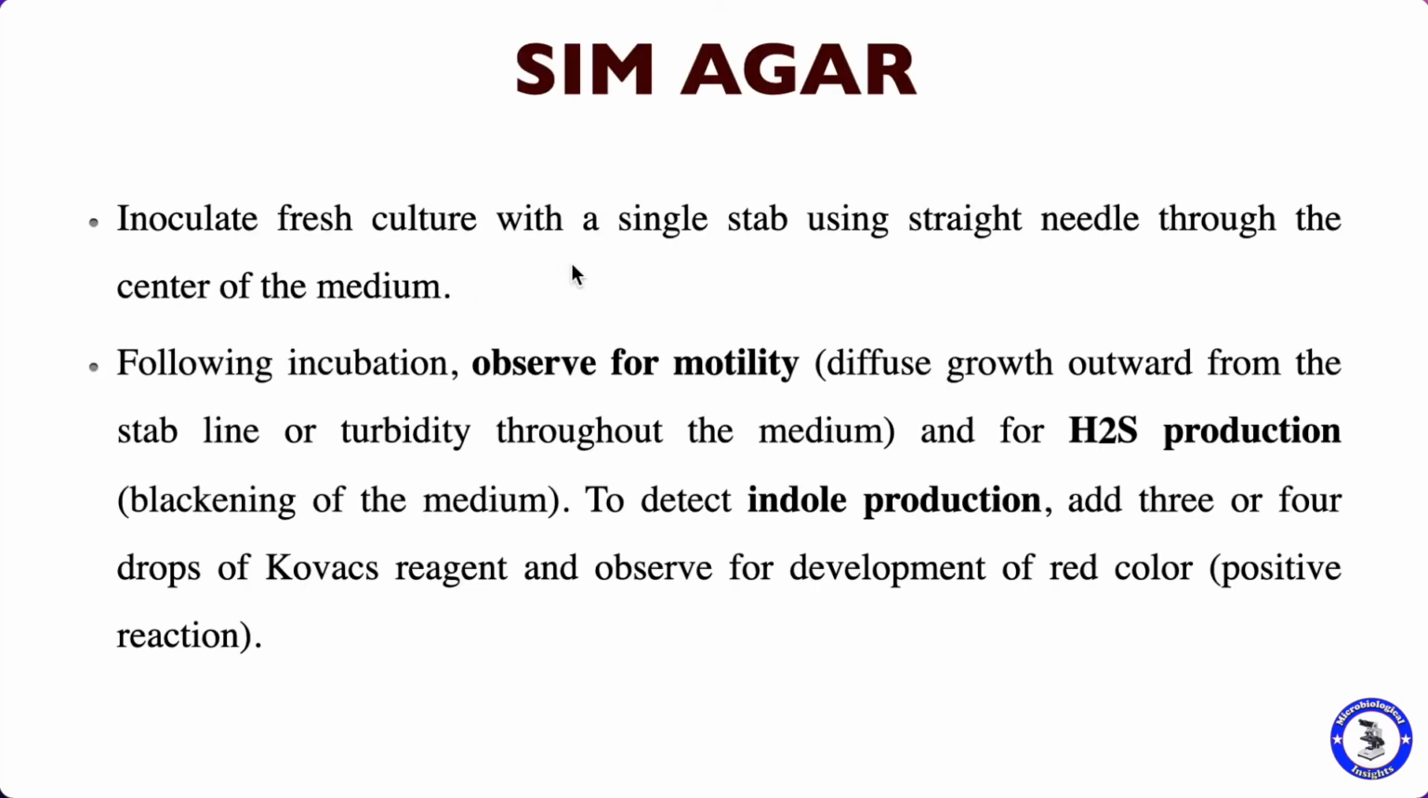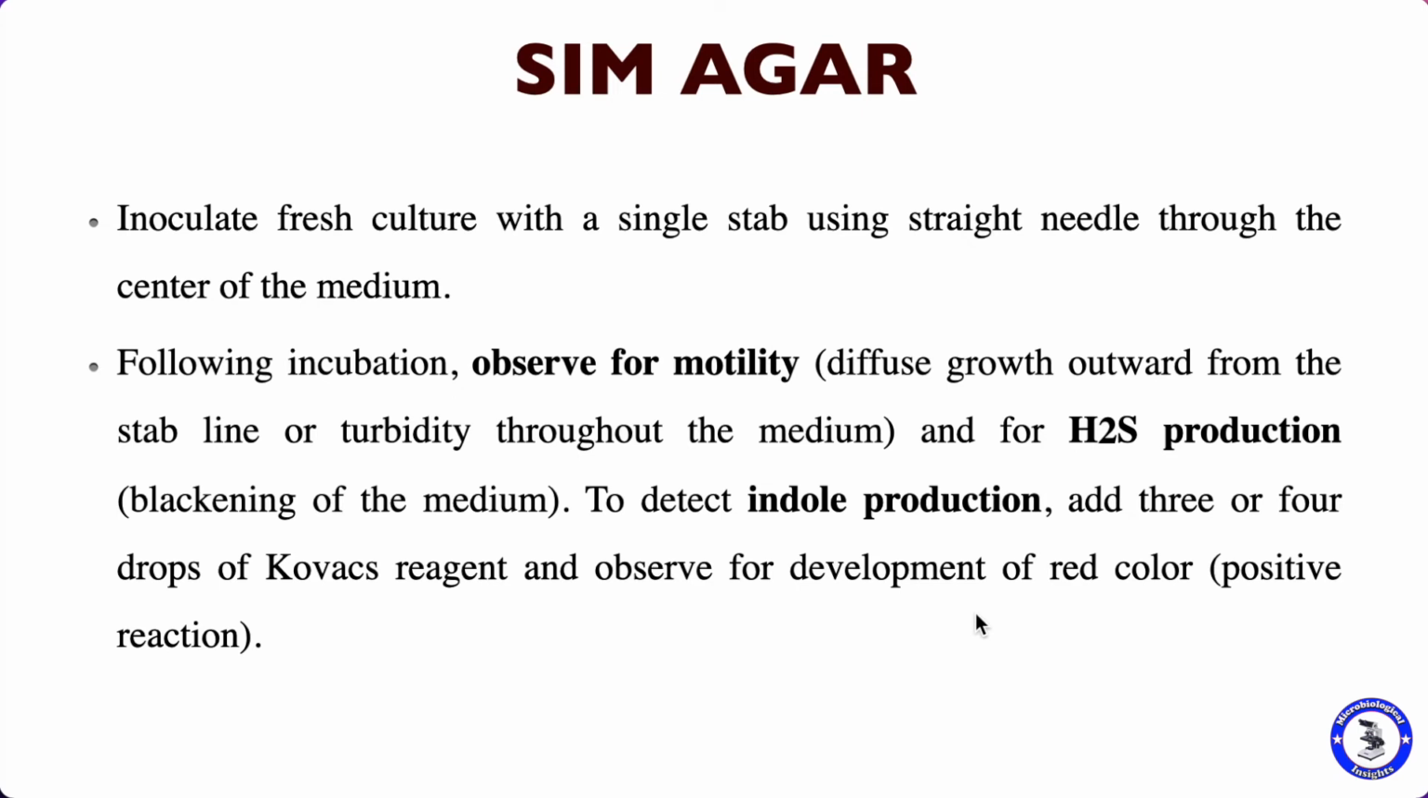For the determination of motility, you can stab inoculate the fresh culture into the center of the SIM agar and incubate the tubes. After incubation, you can observe the motility. The diffuse growth outward from the stab line or turbidity throughout the medium indicates the motility of the organism. And for H2S production, the media will change into black color. And to detect indole production, you are going to add 3 to 4 drops of Kovac's reagent. If the red color is developed, it indicates the positive result.